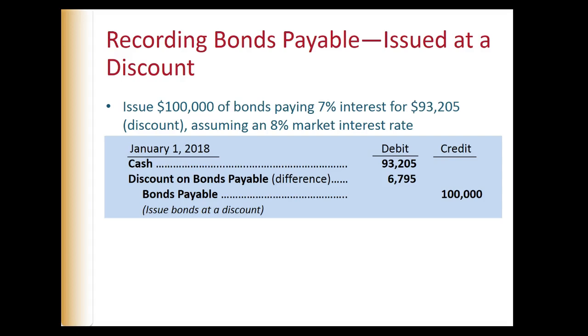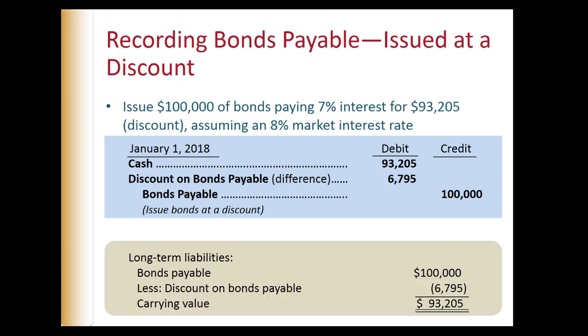The difference between these two amounts is debited to discount on bonds payable. The difference between the bonds payable account and the discount on bonds payable is called the carrying value. The carrying value will increase from the amount originally borrowed of $93,205 to the amount due at maturity, $100,000, over that 10-year life of the bonds.